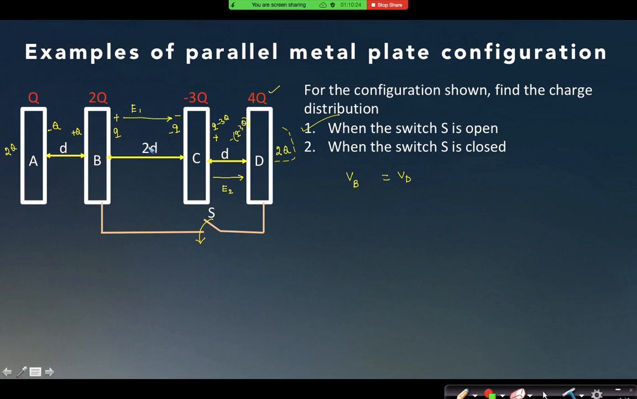স্যার, এটা মাইনাস q. Let us assume the area to be A. Everywhere the plate area is A. Then what is small E1? q by 2A epsilon naught for E1. For E1, look, how do I find the electric field? Again, I will use the Gauss law. Yes or no? I will use the Gauss law.